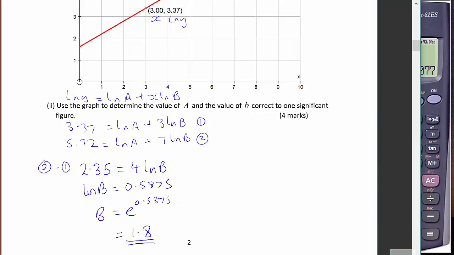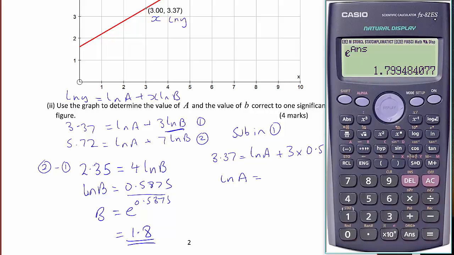Okay, so we'll substitute back into 1, but note this is ln b here, so we need to use this value. So 3.37 is equal to ln a plus 3 times 0.5875. So what does that give us? Ln a is 3.37, take away 3 times 0.5875. Let's check that was the right value. Yes, it is. So that's going to be 1.6075.